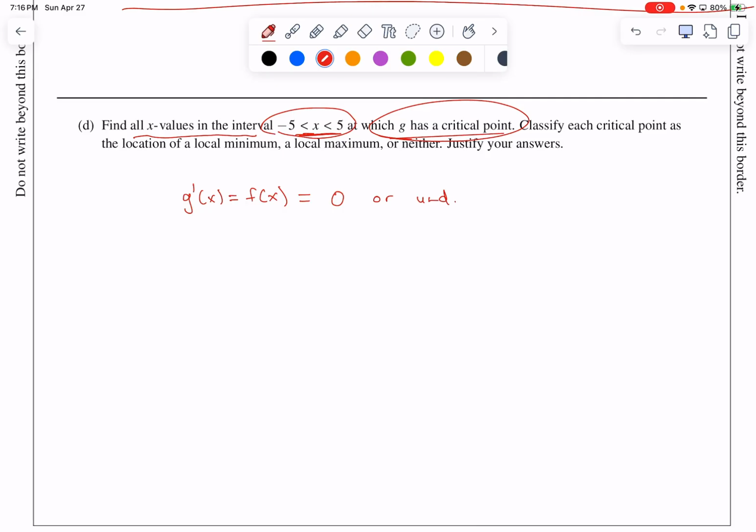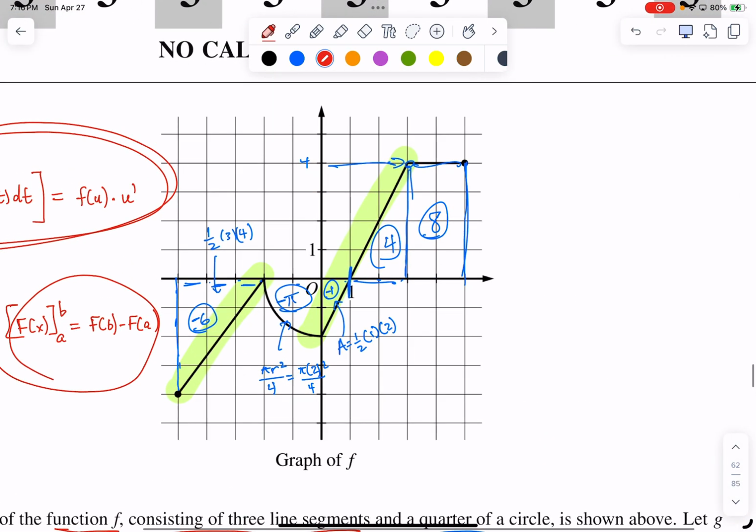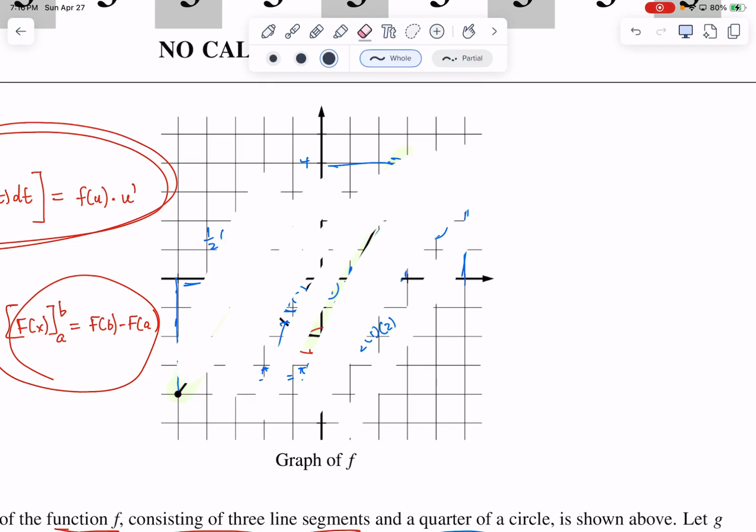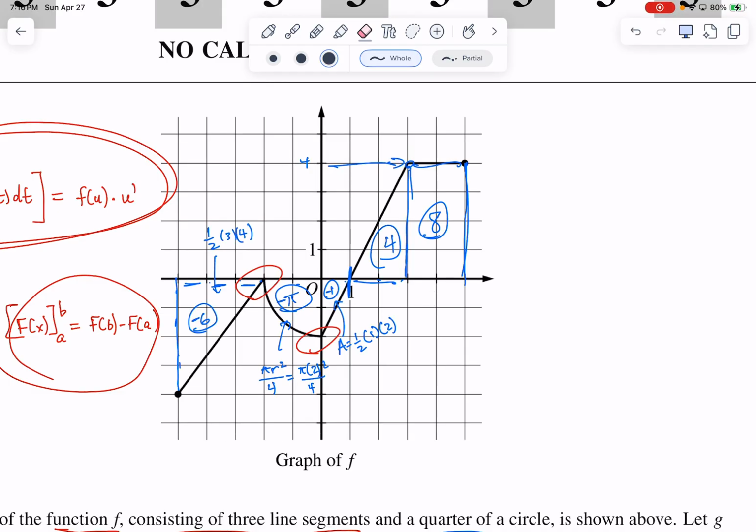Look at f of x. Is it ever undefined? No. Now, don't say, oh, no, it is undefined here and here. That's g double prime: corners and cusps. So that's not this, though. Isn't it once defined, always defined? No. Once undefined, always undefined.